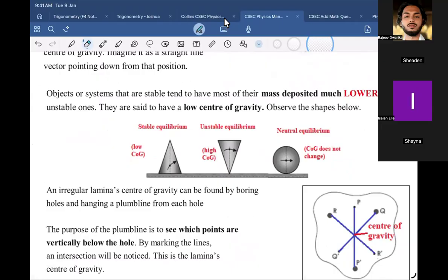Objects or systems that are stable tend to have more of their mass deposited much lower than the unstable ones. They are said to have a low center of gravity. Okay, right? So, again, this is common sense. If you have a tall building, it would have less stability compared to a shorter building. Do you understand? Yes.